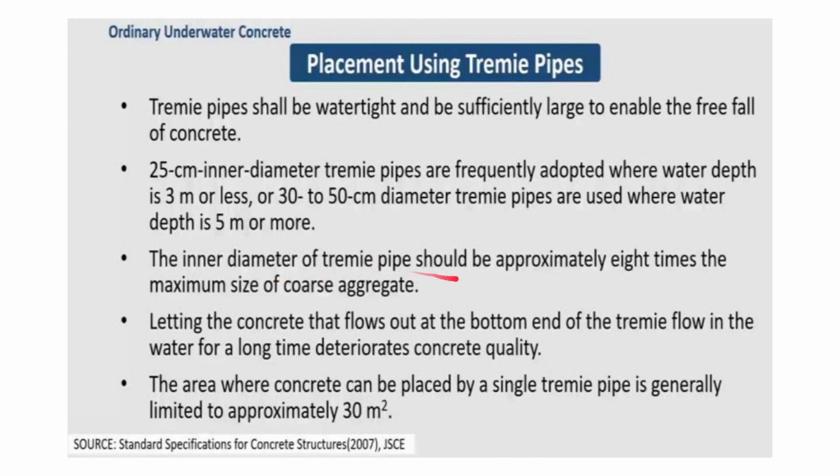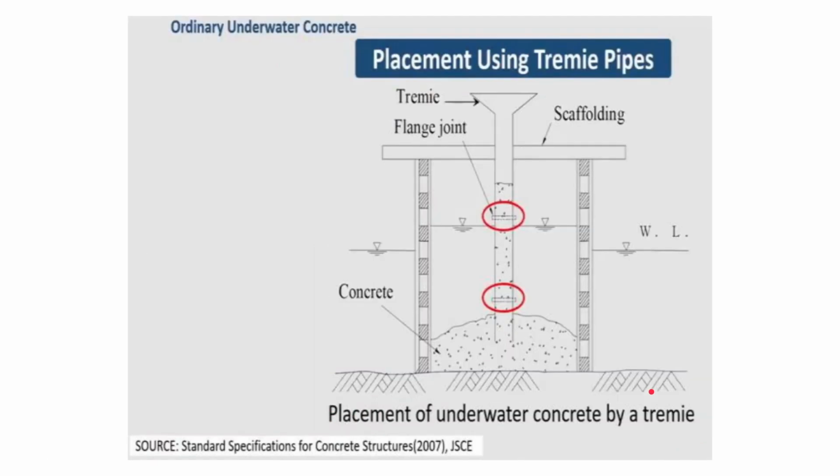The inner diameter of the tremie pipe should be approximately 8 times the maximum size of coarse aggregate. Letting the concrete that flows out at the bottom end of the tremie flow in the water for a long time deteriorates concrete quality. As we discussed just now, the area where concrete can be placed by a single tremie pipe is generally limited to approximately 30 meters square. So it should not be more than 30 meters square. Okay, so basically that is the maximum amount at one time.